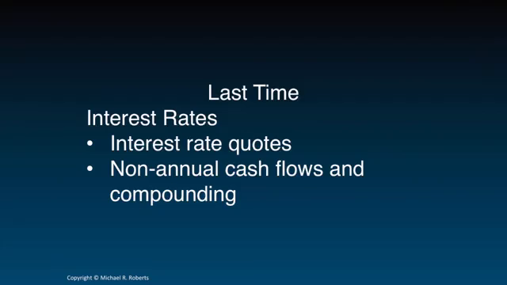Last time we introduced the topic by talking about interest rate quotes versus discount rates, and we talked about an APR, annual percentage rate, which was a means of quoting interest rates that financial institutions often use. And that's often distinct from what we care about for discounting cash flows, which is an EAR, effective annual rate, or a periodic discount rate. And we talked about how to move between these concepts or these constructs. And then we showed how to apply them to non-annual cash flows and in situations where we have non-annual compounding, say monthly, semi-annual, whatever you might have.